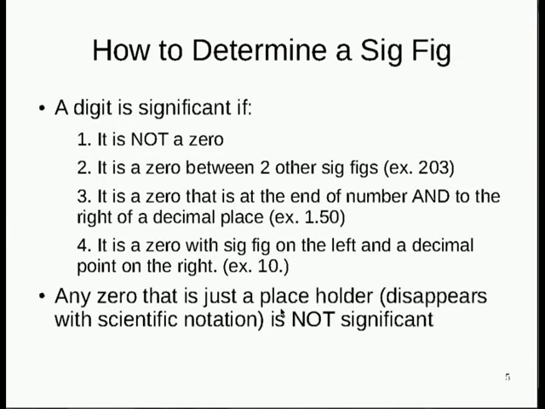Any zero that's just a placeholder, and this is kind of my rule of thumb, if it disappears with scientific notation, it's not significant. So we'll see some examples of that in a minute. But any zero that is just holding a place for the other digits in the number is not significant. Okay, so let's do a few.